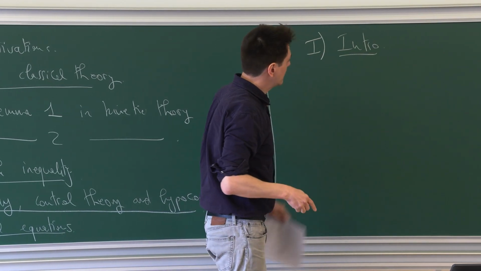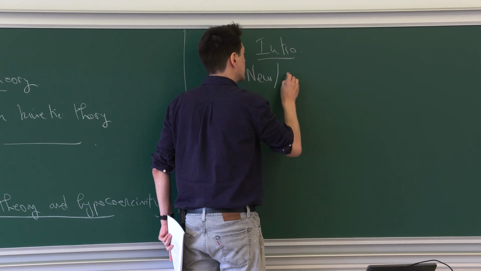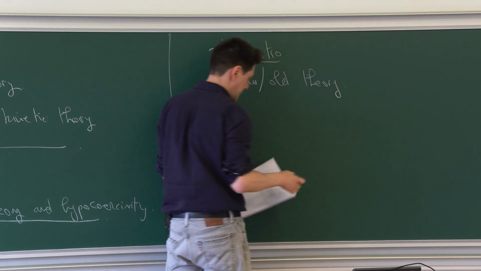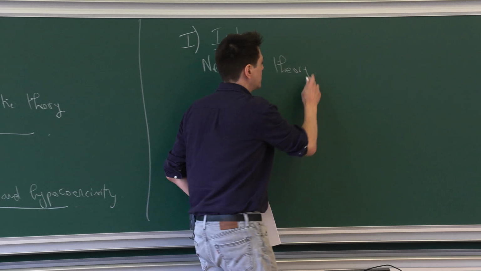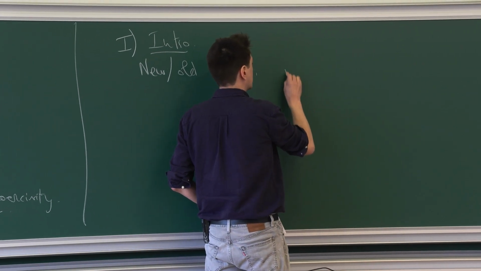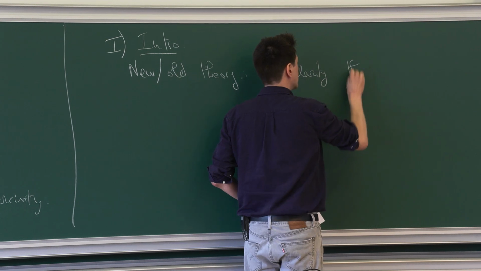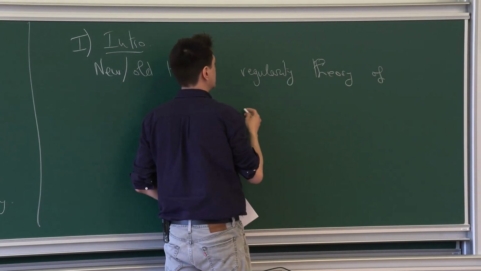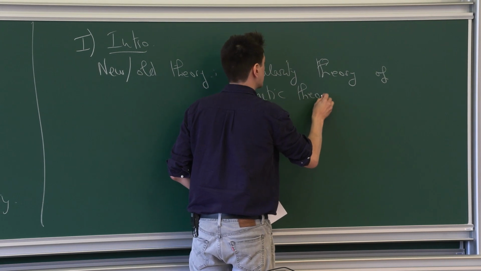And so this is a sort of new theory, but it's old at the same time. So let's start with where it comes from. If you want to give it a name, it's the regularity theory of a certain class of PDEs, let's call them just kinetic equations, with rough coefficients.